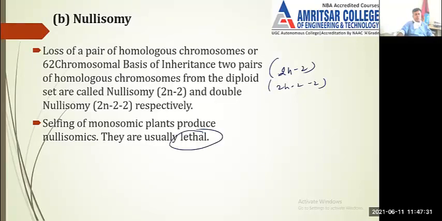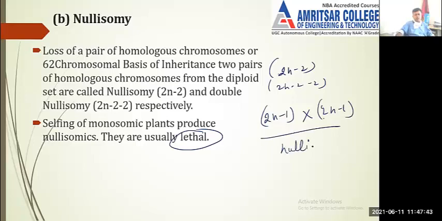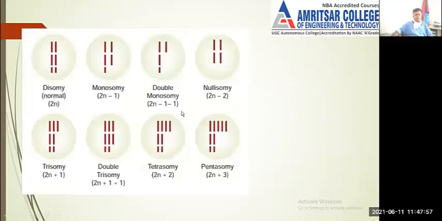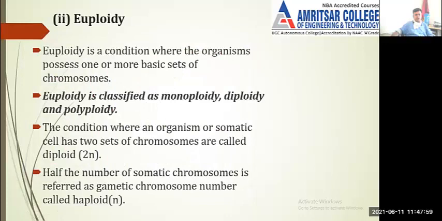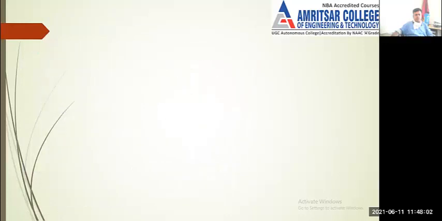What is nullisomy? When you cross 2n minus 1 with 2n minus 1, then you get nullisomics, and these are not going to survive. They are going to die. Is it clear, I think? Yes, sir. You can see it very clearly.